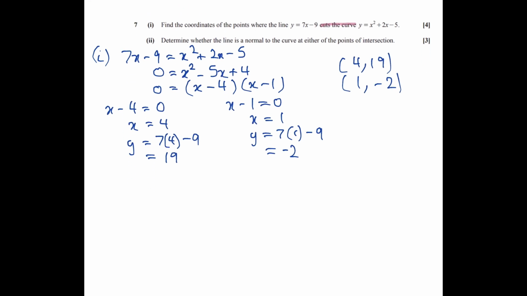Determine whether the line is a normal to the curve at either of the points of intersection. So I'm going to find the gradient of the curve. You guessed it, we need to use differentiation. So part 2. Let's find dy by dx. You can also write f dash x, but I prefer using this notation. So you have 2x plus 2.